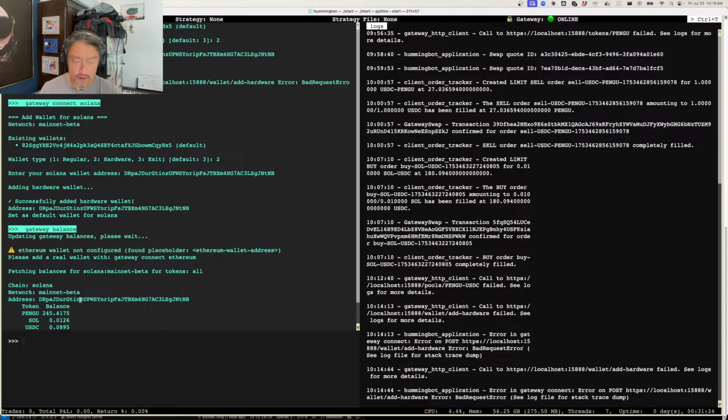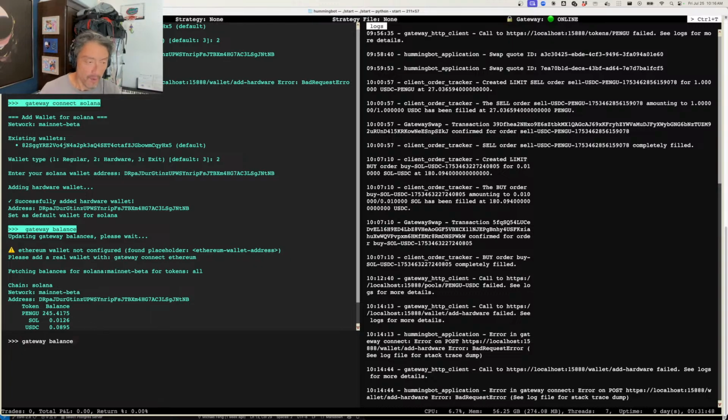Okay, so now let's talk about how this works. By default, when I added the wallet, it set this as the default wallet. So now I'm going to use this wallet for all interactions with Gateway. I can change that by just doing this again for another wallet address, and it'll specify the other one as the default wallet.